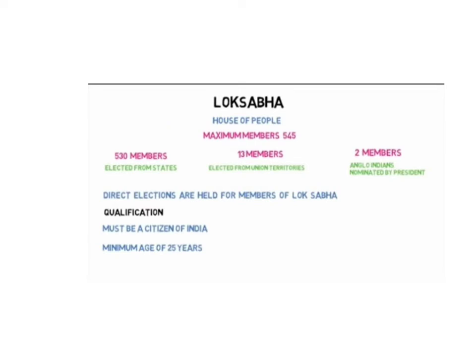First of all, we will see about the Lok Sabha. It's called the House of People and also the lower house. Its maximum number of members is 545. Out of them, 530 members are elected from the states. These are the representatives of the different states. 13 members are elected from union territories. 2 members are Anglo-Indians nominated by the President.